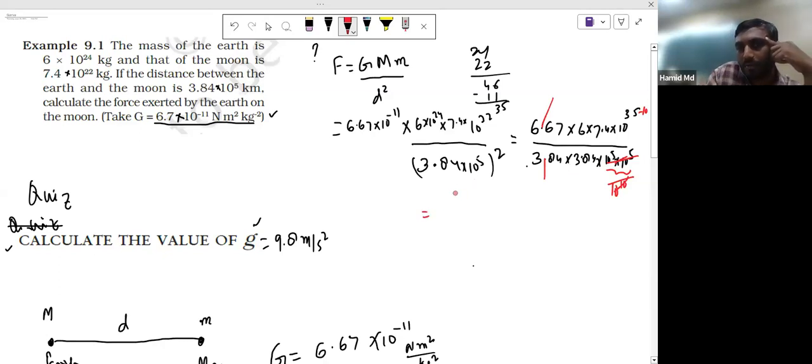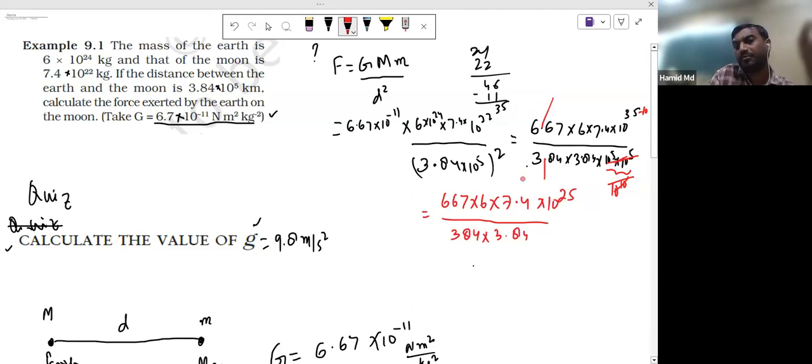So now again, I'm writing it: 667 into 6 into 7.4 into 10 raised to the power 25, here it is 384, into this is 3.84. Clear? 10 to the power 5, 10 to the power 5 is gone. So if we want to solve it, I will put just 10 over here and we'll remove this decimal over this decimal. So you have to do nothing, just calculate this value. And whatever number you are getting, put that times Newton. Clear? Do it right now. If you have a calculator or manually, whatever you can, just do it.